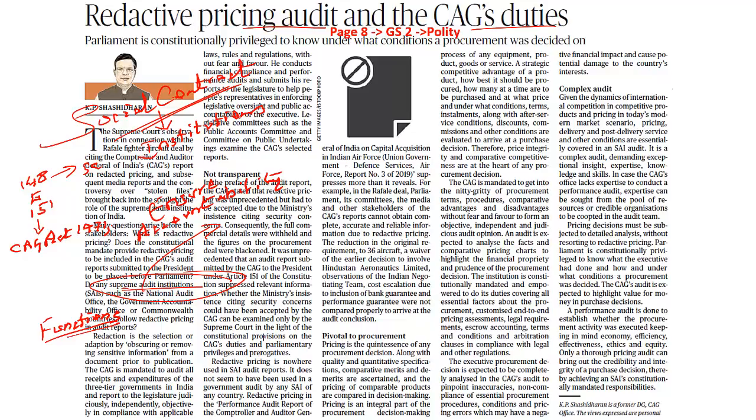So the CAG duties here include auditing of all the public companies, whether it is the central government, state government, or whatever it is, the autonomous bodies, the regulatory bodies, as well as other public entities. Therefore, the CAG here acts as a financial watchdog and exercises oversight functions over the receipts as well as the expenditure to and from the public accounts of India.